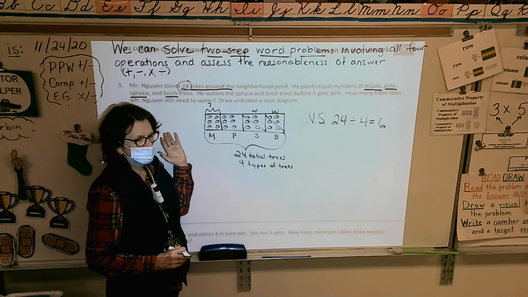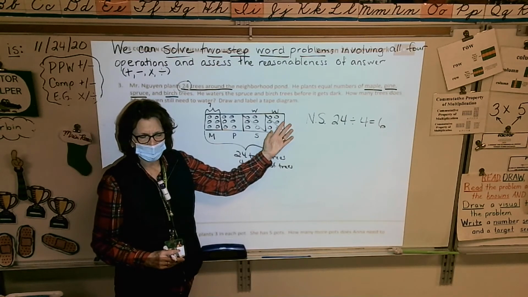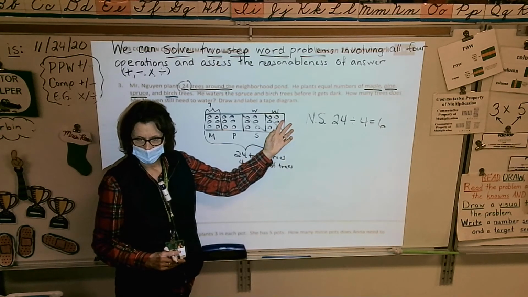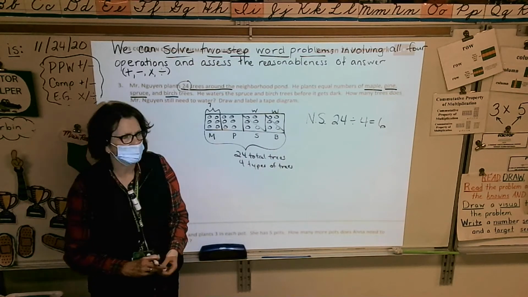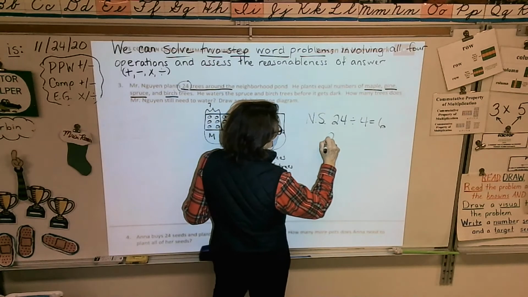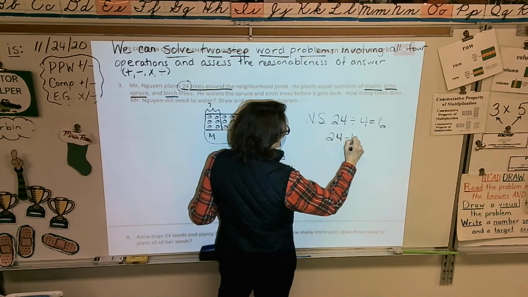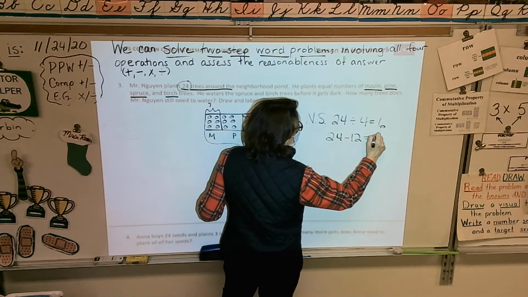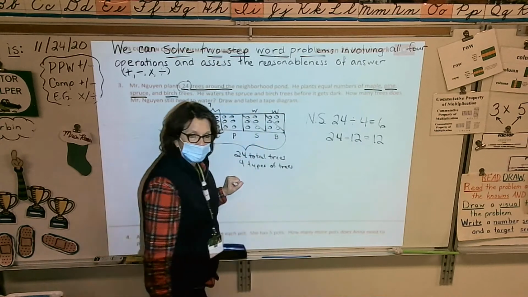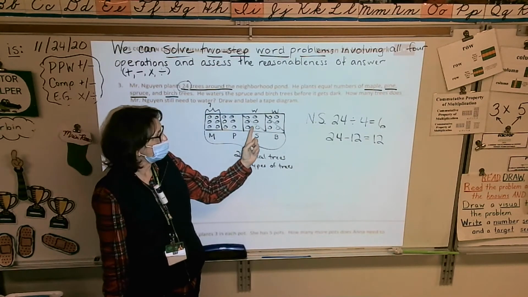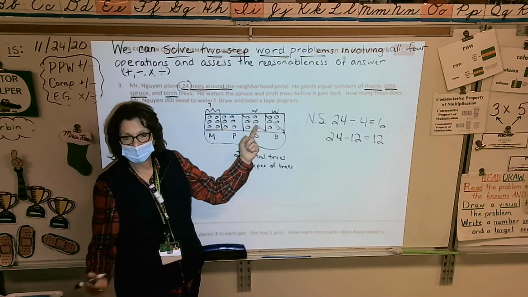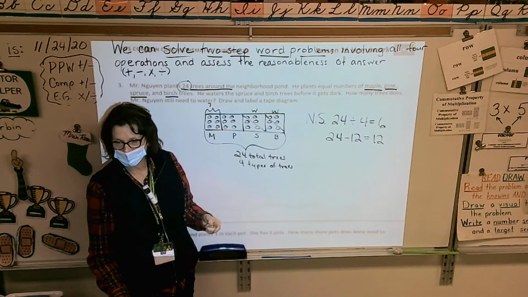So we had 24 trees, and he watered the spruce and the birch. So what number sentence could I write for that? Raga. Like 24 minus 12 equals 12. Very good. Does everybody agree? He had 24 total trees. He watered 12. How do I know that? Because 6 plus 6 is 12. What does he have left?